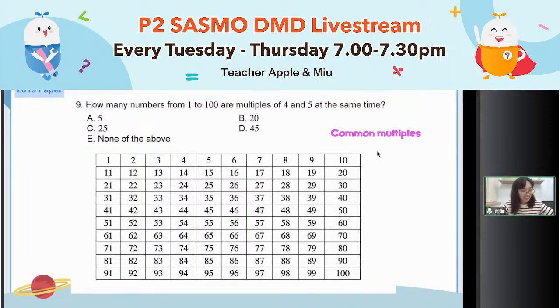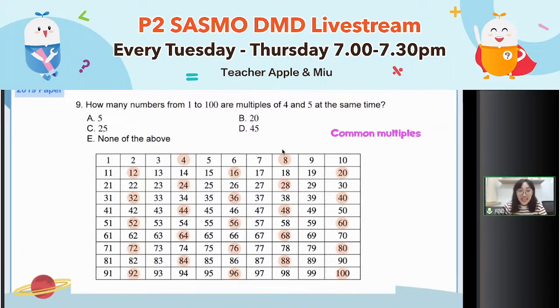Five. Okay. About the others, do you have any different answer? B. Okay. 20. Okay. So now let's move on. Firstly, can you try to figure out all the multiples of 4?